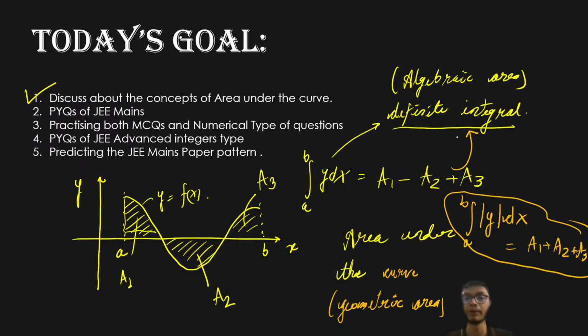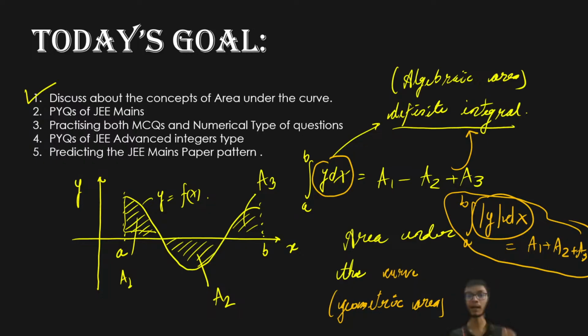So please make sure that you understand this very basic difference between definite integral and area under the curve. Now I know most of the students don't know this particular difference. They think that whenever they calculate area under the curve, that is basically simply a definite integral. Please make sure that there is a very big difference between calculating y dx and calculating mod of y dx, right? So make sure that you understand this difference and you act accordingly, right?